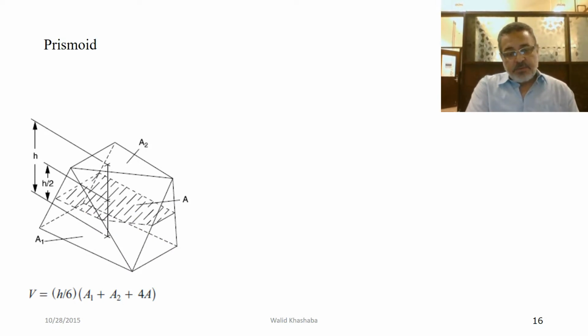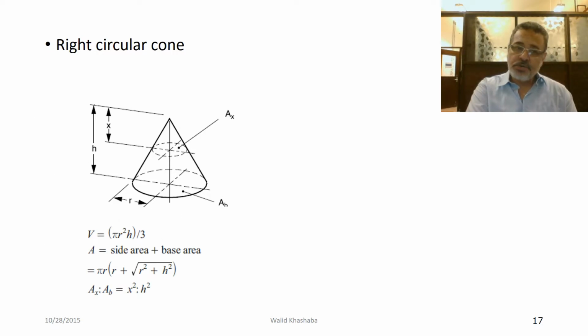Prisms. Prisms, as you can see here, a rectangular prism, a pentagon prism. It depends on the base of the prism. Here's the volume of the prism. Well, cone. As you can see, the rules. The total surface area of the cone, as you can see, is divided into two parts: the side area, or the lateral area, and the base area.